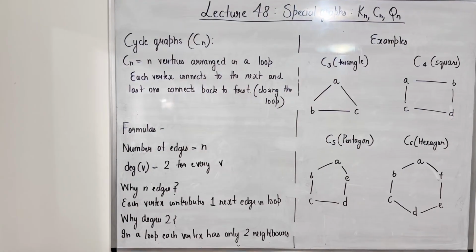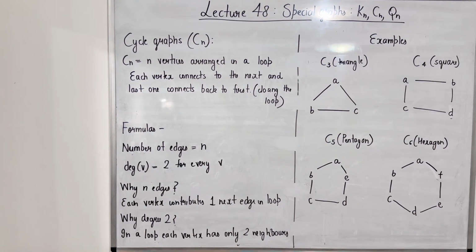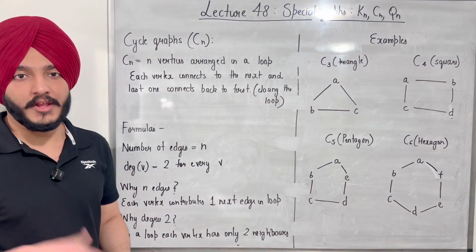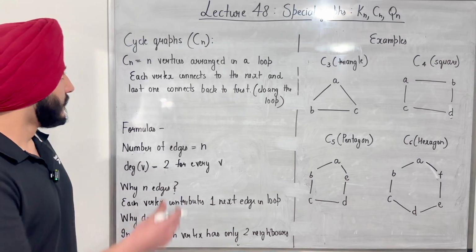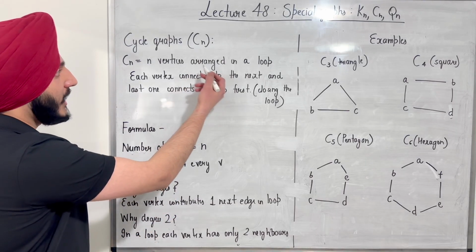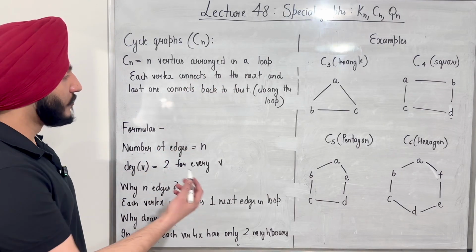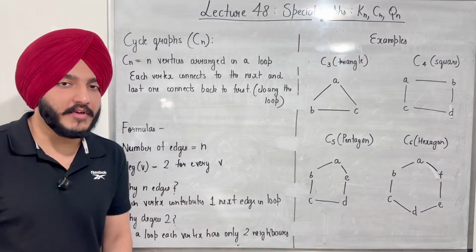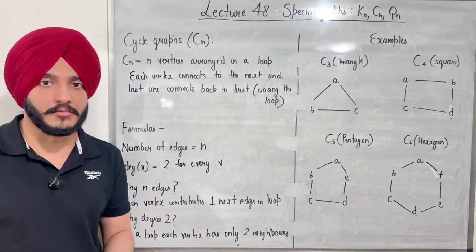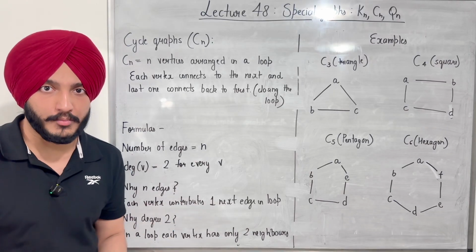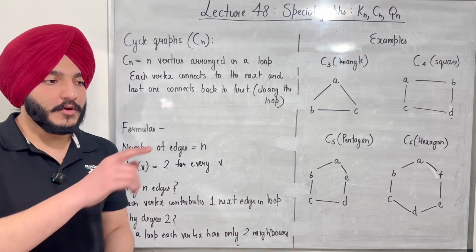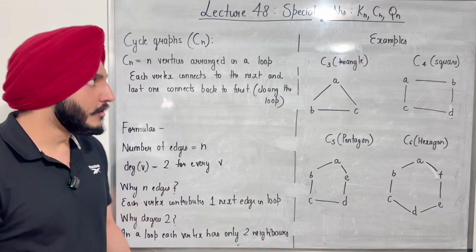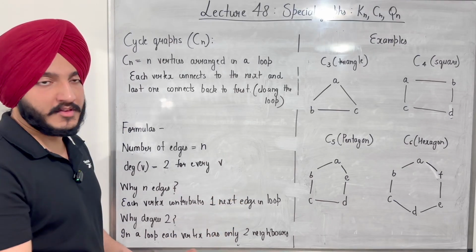Okay, now let's understand cycle graphs. Once again, a very simple concept to understand. Cn is equal to n vertices arranged in a loop. Each vertex connects to the next one, and the last one connects back to the first. I think this is a very easy concept to understand. The idea is very simple. It's pretty much that you're making a loop. Whatever vertices you have, you just keep on connecting them, and you connect the last one back to the first one. So I think it's best to explain it with examples.